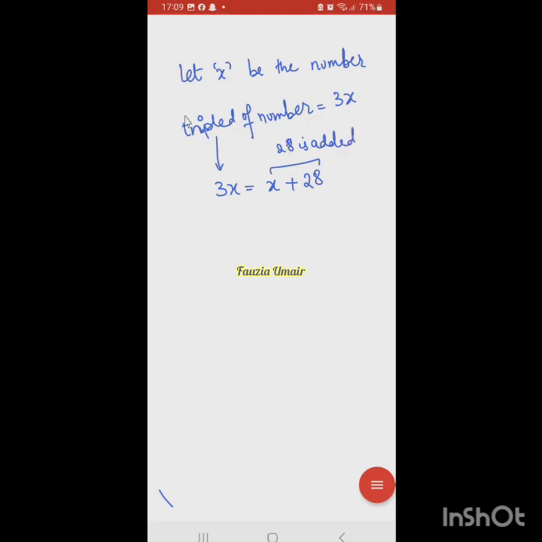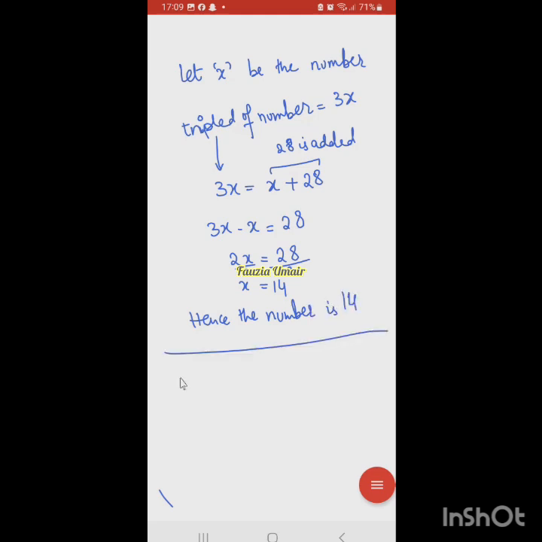So now we will solve this linear equation. This x is on the wrong side, so you take this x to the other side of the equation. So 2x is equal to 28. Divide both sides by 2. So x is equal to half of 28, which is 14. Hence, the number is 14. This is your answer.